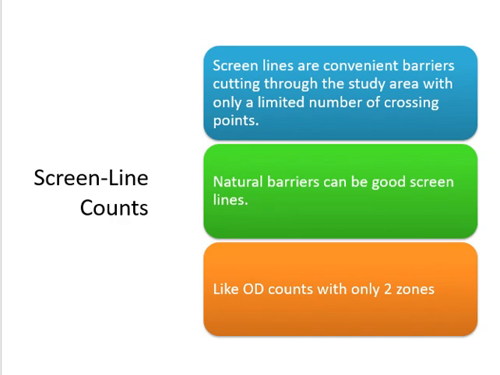Okay. Then we have the screen line count. I mentioned yesterday, a screen line count is like an origin destination count. Okay, the same thing which we discussed yesterday. The difference is in the origin destination count, I told you we divide our area into TAZs. TAZ means what?